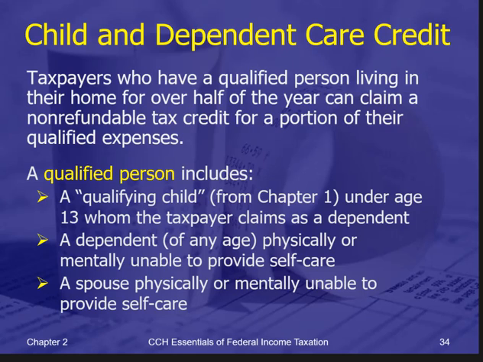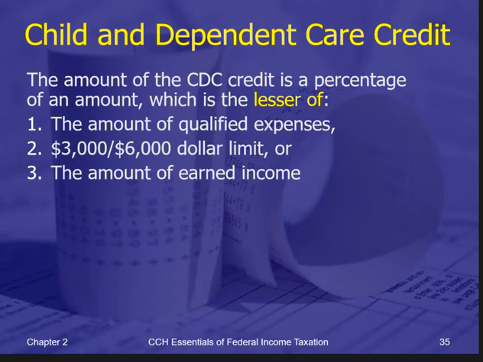So they're permanently in some way disabled. Or it could even be your spouse in that case if they are unable to provide self-care. So they expanded that a few years ago to include not just children, but also others who are unable to provide care for themselves. So here's where this gets a little tricky.